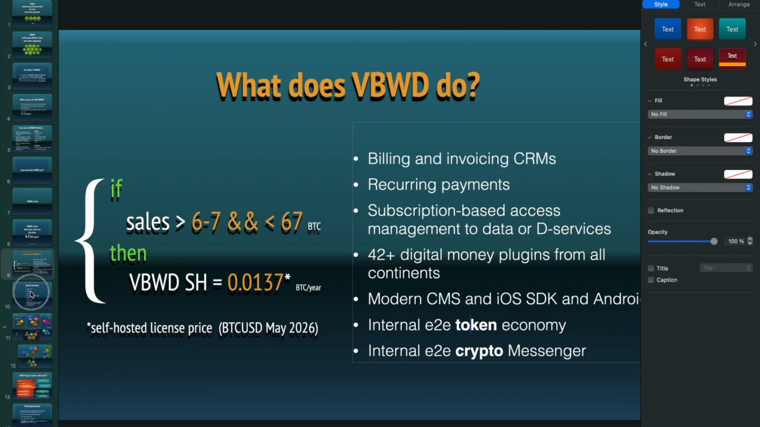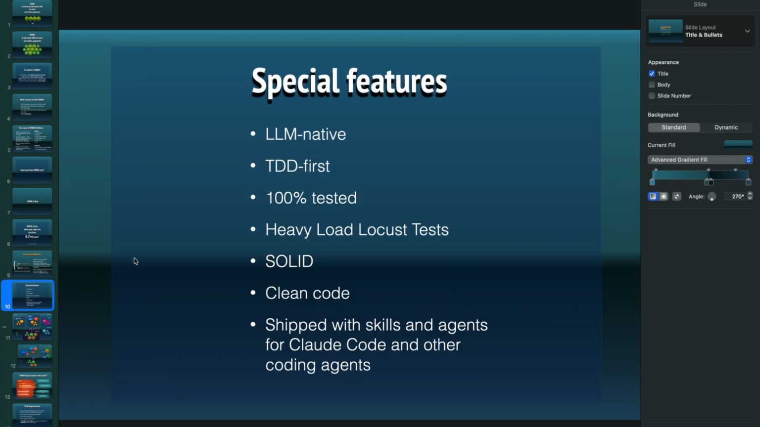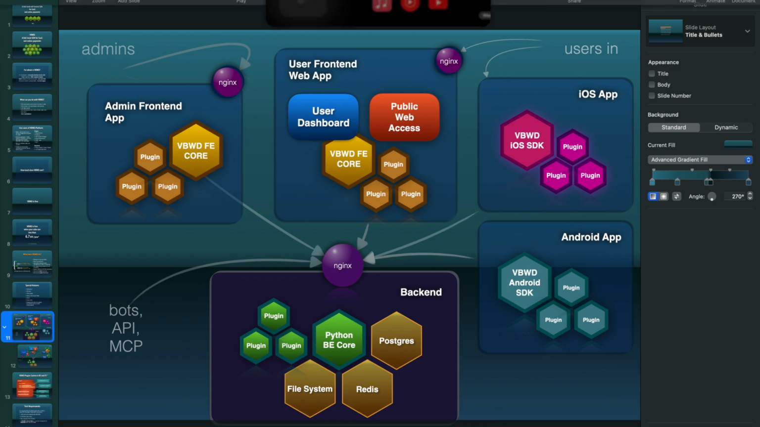Let's go further. Special features. This is LLM native. This is a CMS engine. This is e-commerce with LLM native at its core. Understand? This is test-driven first, where we have everything tested. We even have done a load test. We have solid patterns, clean code, and we ship it with skills and agents for Claude Code and other coding agents. And what's next? Let's talk about the architecture, how it works.